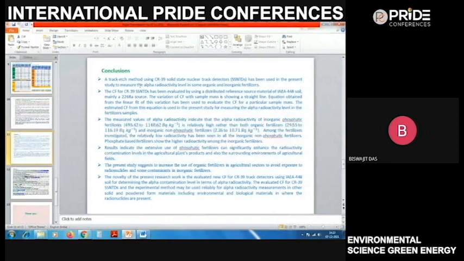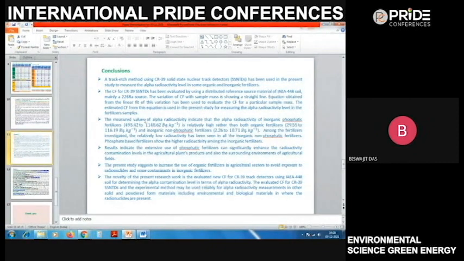A TRACS method using CR-39 solid-state nuclear track detectors has been used in the present study to measure the alpha radioactivity level in some organic and inorganic fertilizers. The calibration factor for CR-39 SSNTDs has been evaluated by using a distributed reference source material of IAEA 448 soil, which is mainly a 226 radium source. A variation of calibration factor with sample mass shows a straight line. The equation obtained from the linear fit of this variation has been used to evaluate the calibration factor for a particular sample mass. The estimated calibration factor from this equation is used in the present study for measuring the alpha radioactivity level in the fertilizer samples.